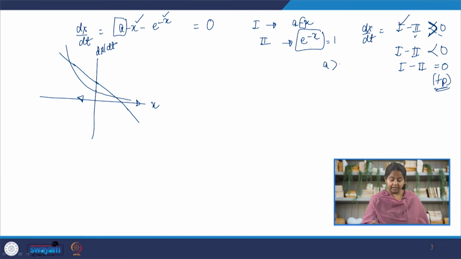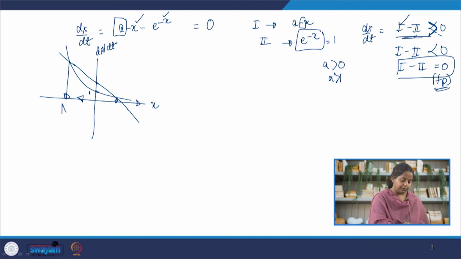Now, notice here a is positive. I have also assumed that a is greater than 1, because here is 1, right? And what I am noticing is that there are two very clear fixed points. These fixed points are where the two functions 1 and 2 intersect. So, let us call this fixed point A and this fixed point B, and let us look at their stability.